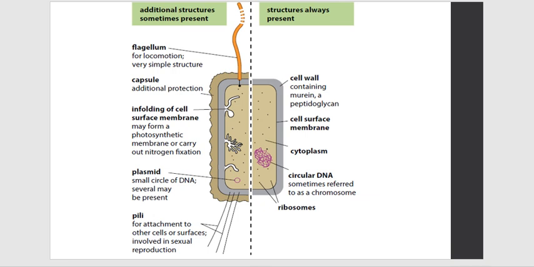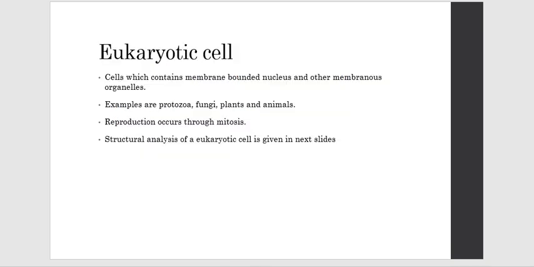This is the structure of a typical prokaryotic cell. These are the structures which are always present in the prokaryotic cell, and these are sometimes present in that particular cell. So the cell wall, cell surface membrane, cytoplasm, circular DNA, and ribosomes are always present. But flagella, capsule, infolding of cell membranes, and plasmids are present only sometimes, not always.